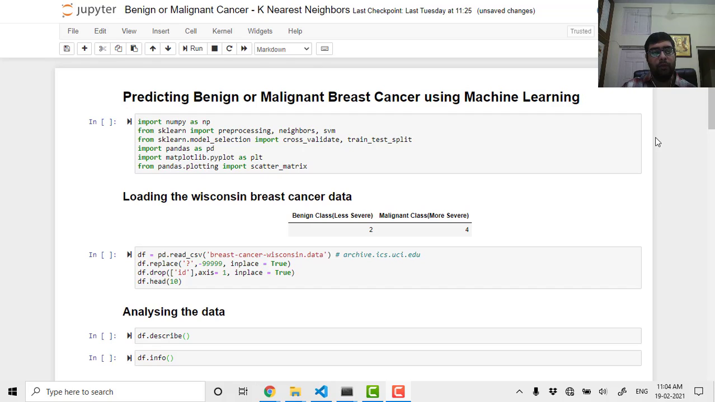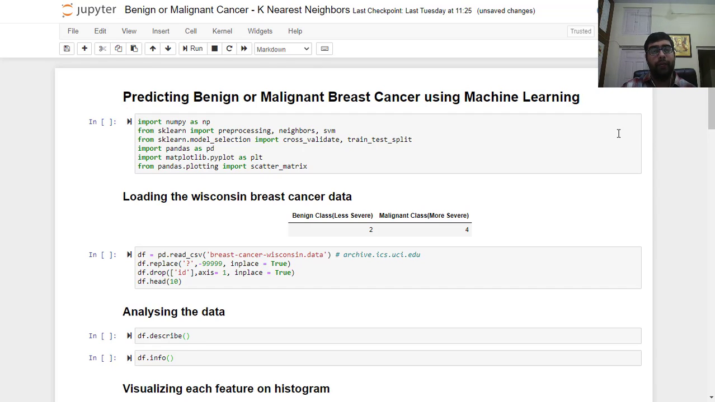Hello dear guys, in this video I will show you one of my machine learning projects, which is predicting benign or malignant breast cancer. Benign means less chance of having cancer and malignant means more chance of having breast cancer. We'll predict from our given data set, apply machine learning algorithms, and see which algorithm to apply on our data set.